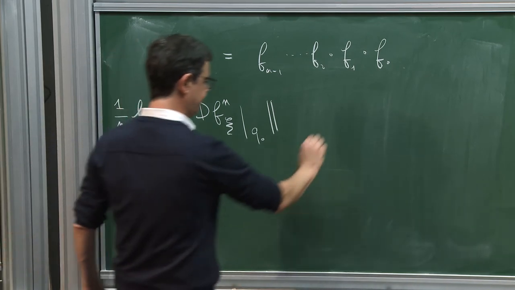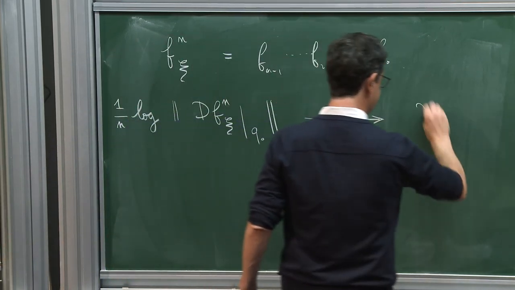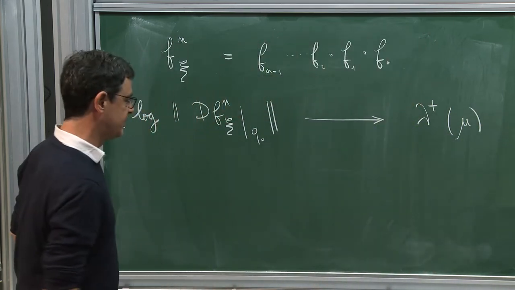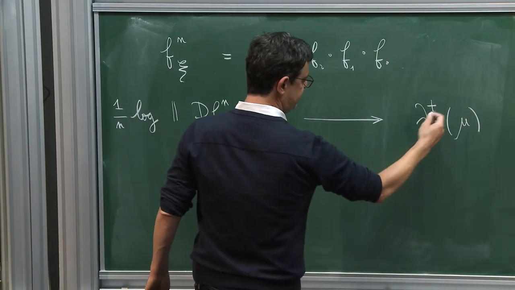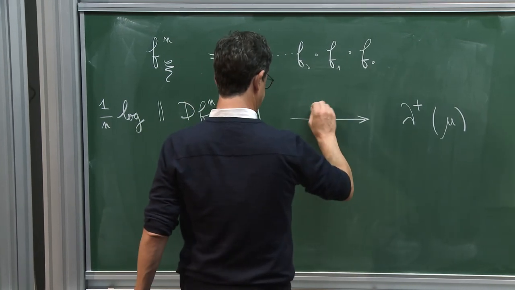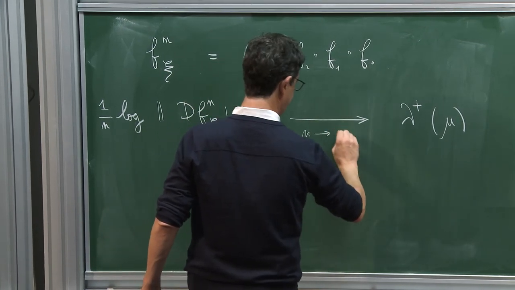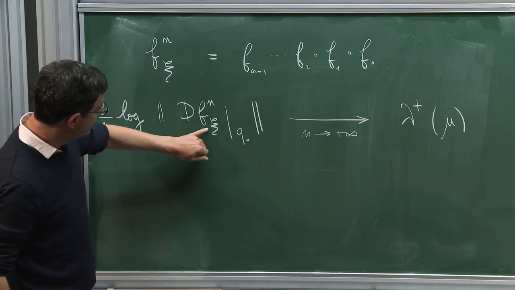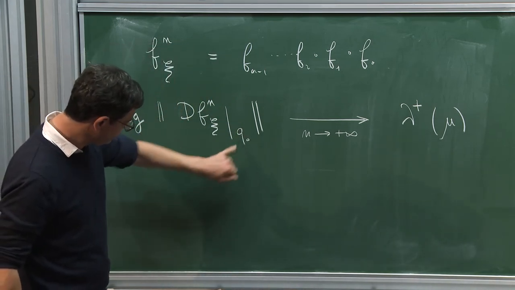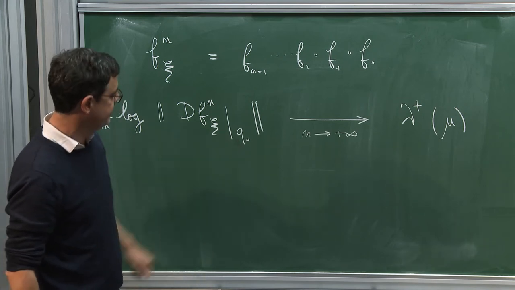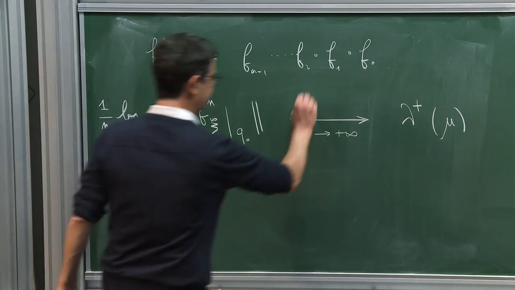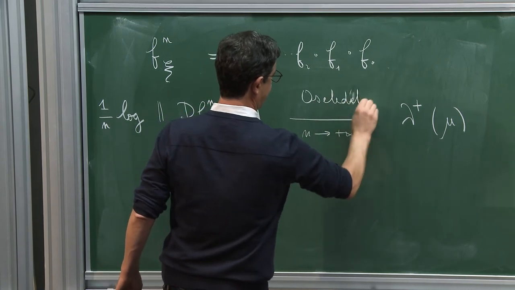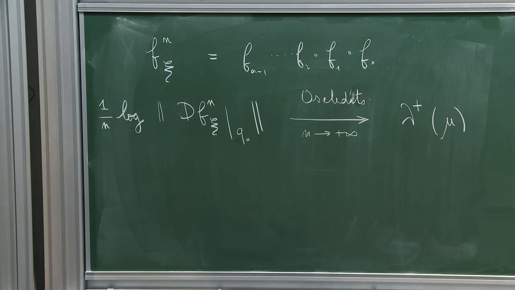And I'm saying that it converges toward some number, which is the top or positive Lyapunov exponent of the measure, as n goes to infinity. The convergence is for almost every sequence and mu almost every point q0. And this is Oseledets' theorem.